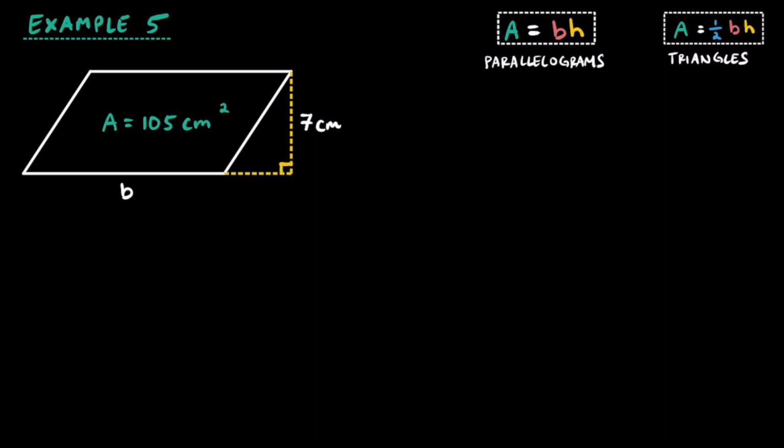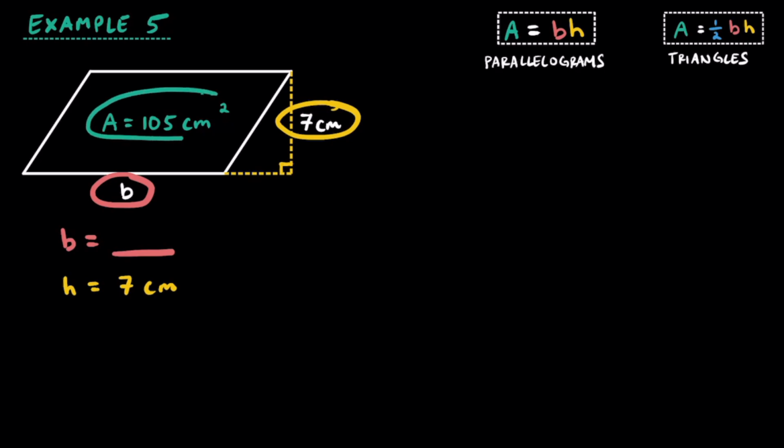For example 5, let's try a slightly different type of problem. In this problem, we have that b is the base and we don't know what that is. We're going to leave that alone. We're given that the height here is 7, so we can say h is equal to 7 centimeters. And in this problem, we actually don't have the base, but we are given the area. So we can say that capital A, the area, is equal to 105 centimeters squared.